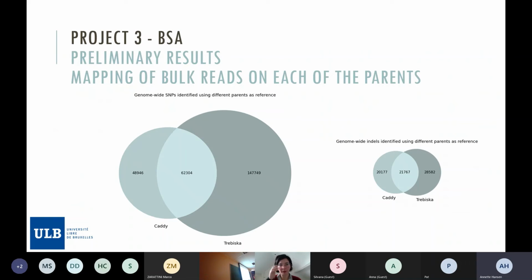Here there's a report of the number of SNPs and indels found in the genome using the two parents as a reference. Some are specific for one parent, some are specific for the other, some are common. The reason behind this imbalance, so there are way more SNPs for Trebisca than for Cadi, is that Cadi is way more similar to the reference genome. But in the end, most of these SNPs will end up with a low significance. So we have kind of the same number for the two parents.